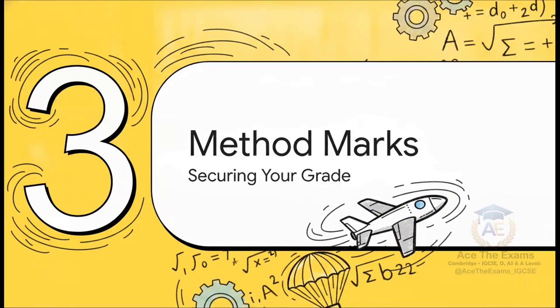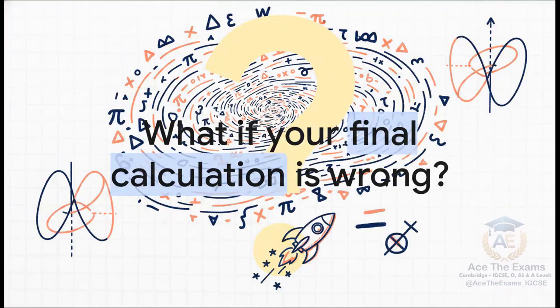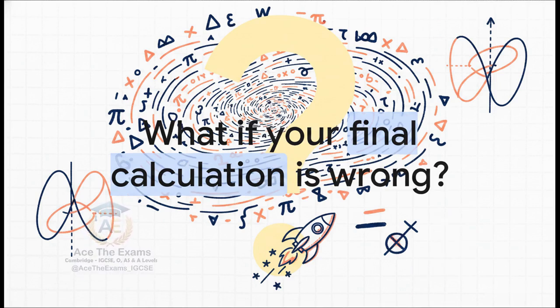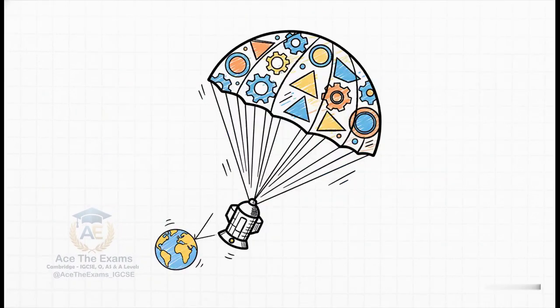All right, Phase 3, securing the method marks. Okay, let's talk about the most anxiety-inducing scenario for literally any math student. Picture this. You've just spent 10 minutes calculating a massive volume of revolution, you've integrated your bounds perfectly, but somewhere, somehow, in that final bit of arithmetic, you drop a negative sign. Your final decimal is completely off trajectory. So what does this all mean? Does the whole mission fail? Well, the answer is a massive no.